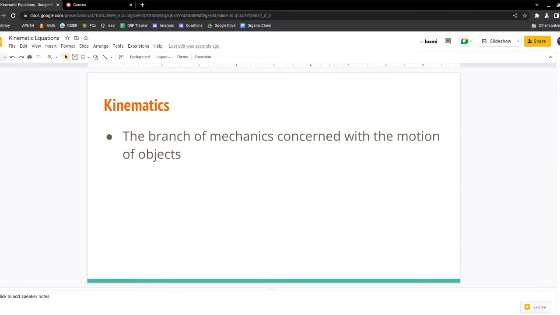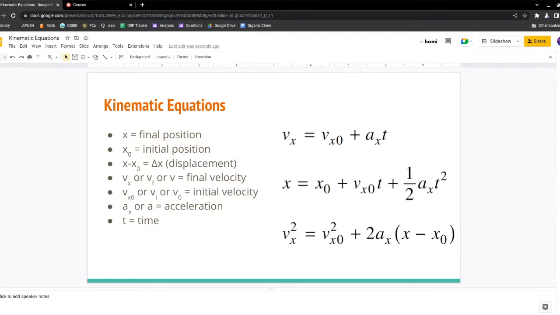You don't need to understand too much depth into the definition of it. You just need to know how to work with the equations associated with it. So here I have the 3 kinematic equations that are given on an AP Physics 1 AP test equation sheet, which you can find online by searching it up. So let's break down what all of these disgusting looking variables are.